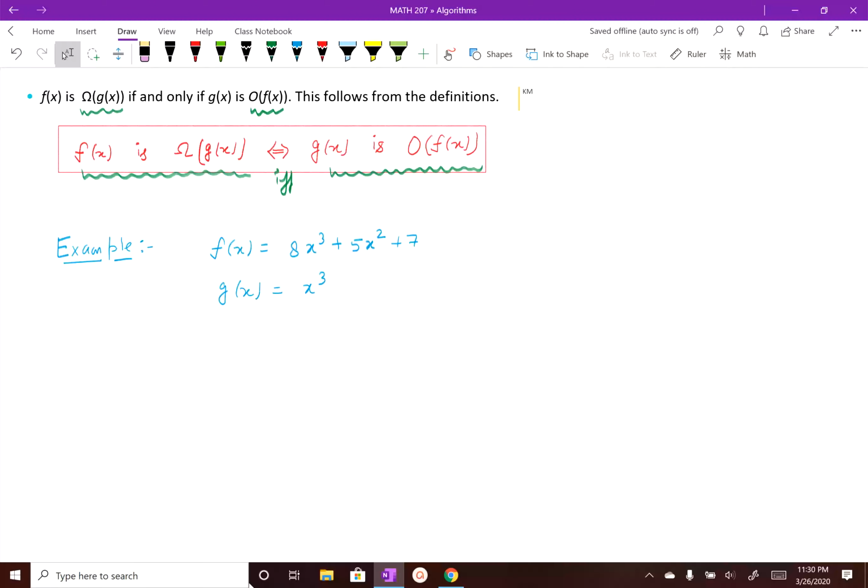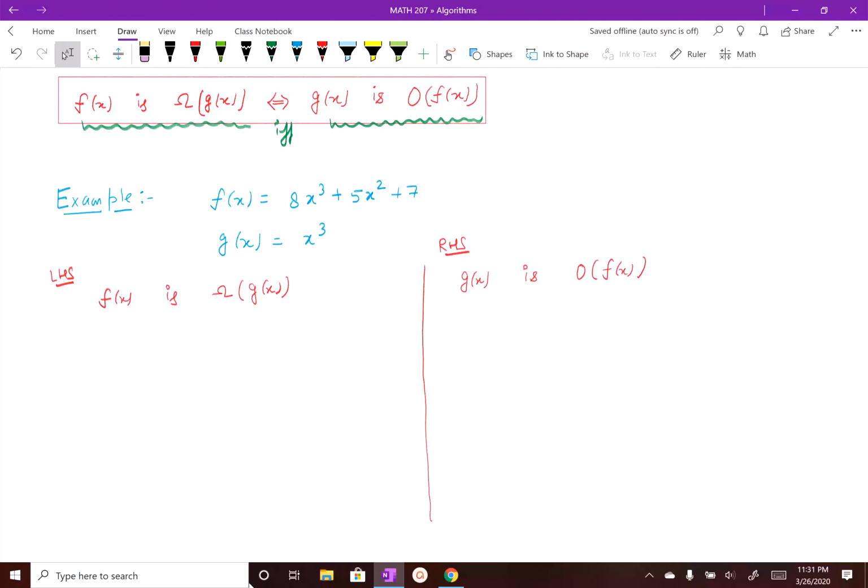So in this example, we have chosen f(x) as 8x³ + 5x² + 7, and my g(x) function is x³. Now let's suppose on the left hand side I have chosen to show that f(x) is big omega of g(x), while on the right hand side I will show how g(x) is big O of f(x).